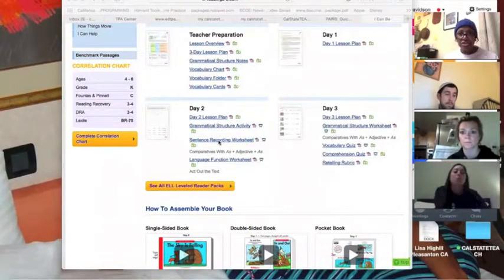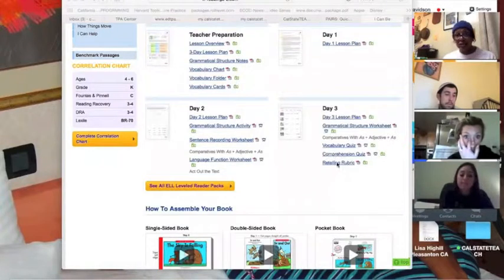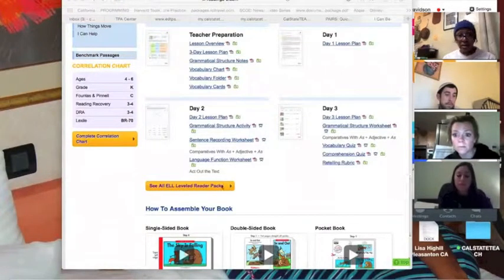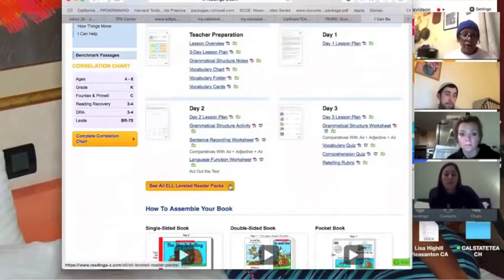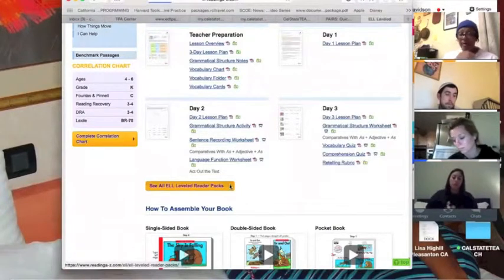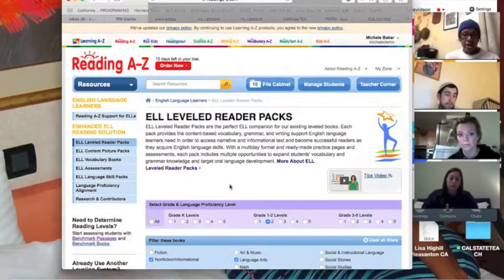Activity, sentence recording sheet, language function sheet, retelling rubric sheet, even a rubric so you know what it's supposed to look like when they retell. And then I know that you're not going to get the EL packs in the 14-day trial. That much I know.